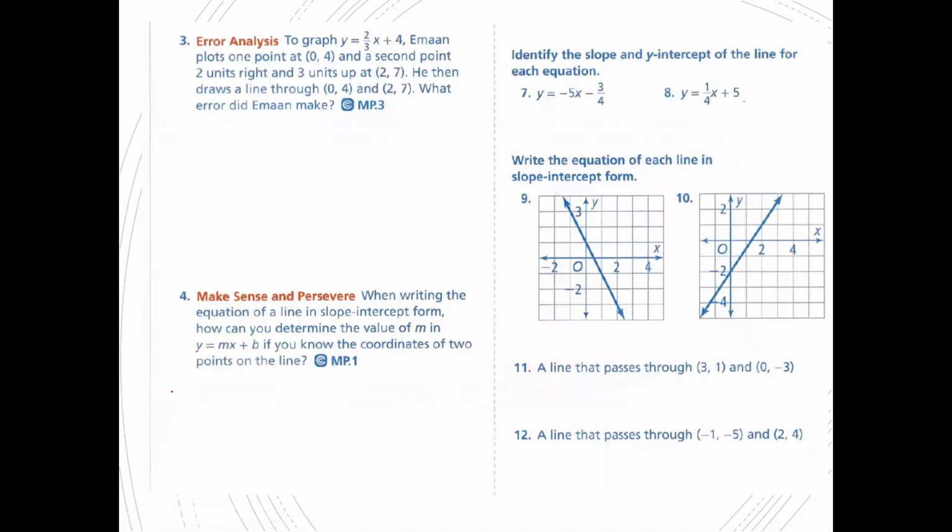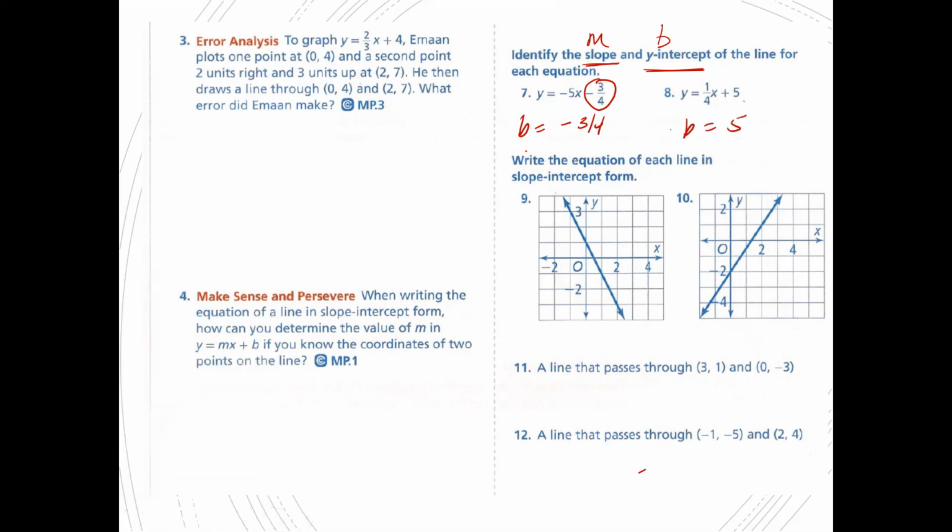Okay, number 7, it says identify the slope, m, and y-intercept, which is b, for the line of the equation. Now remember, your y-intercept is always going to be by itself. So if you look at this number right here, it's by itself. There's nothing attached to it. Same thing over to number 8, it will be 5.